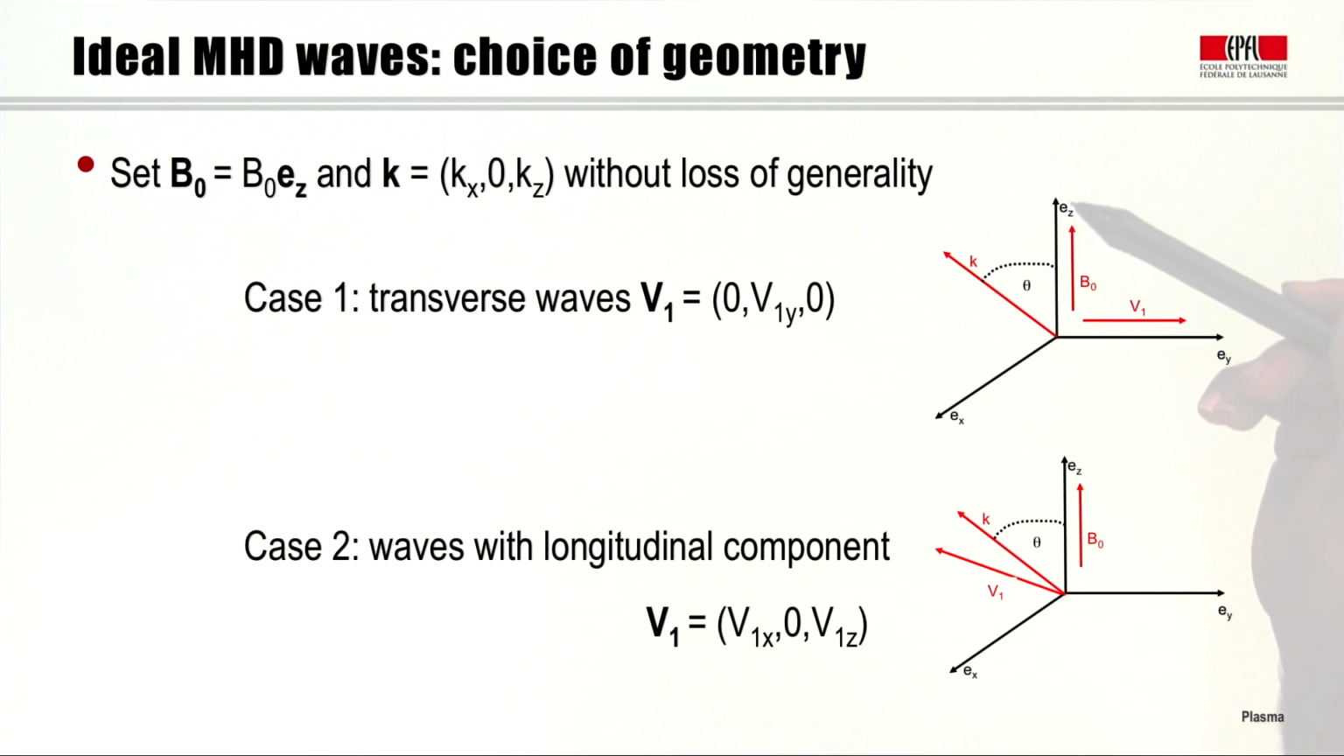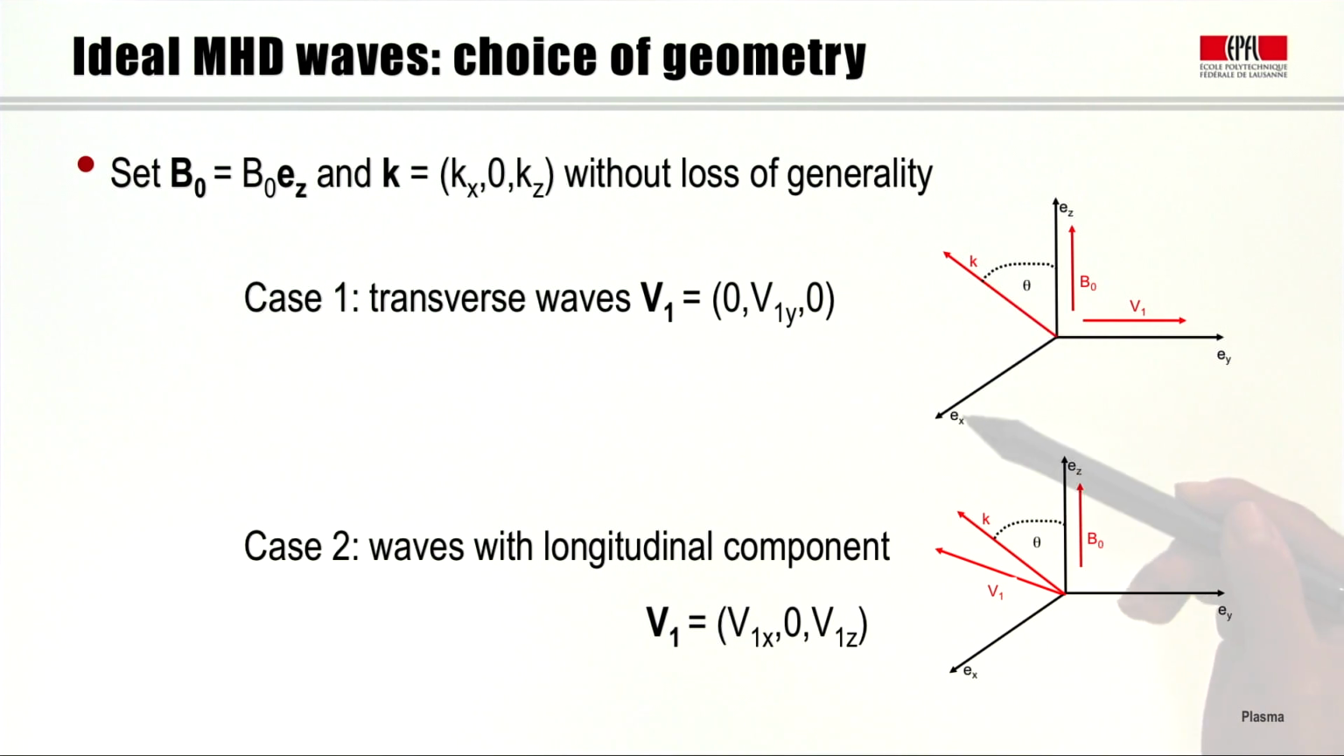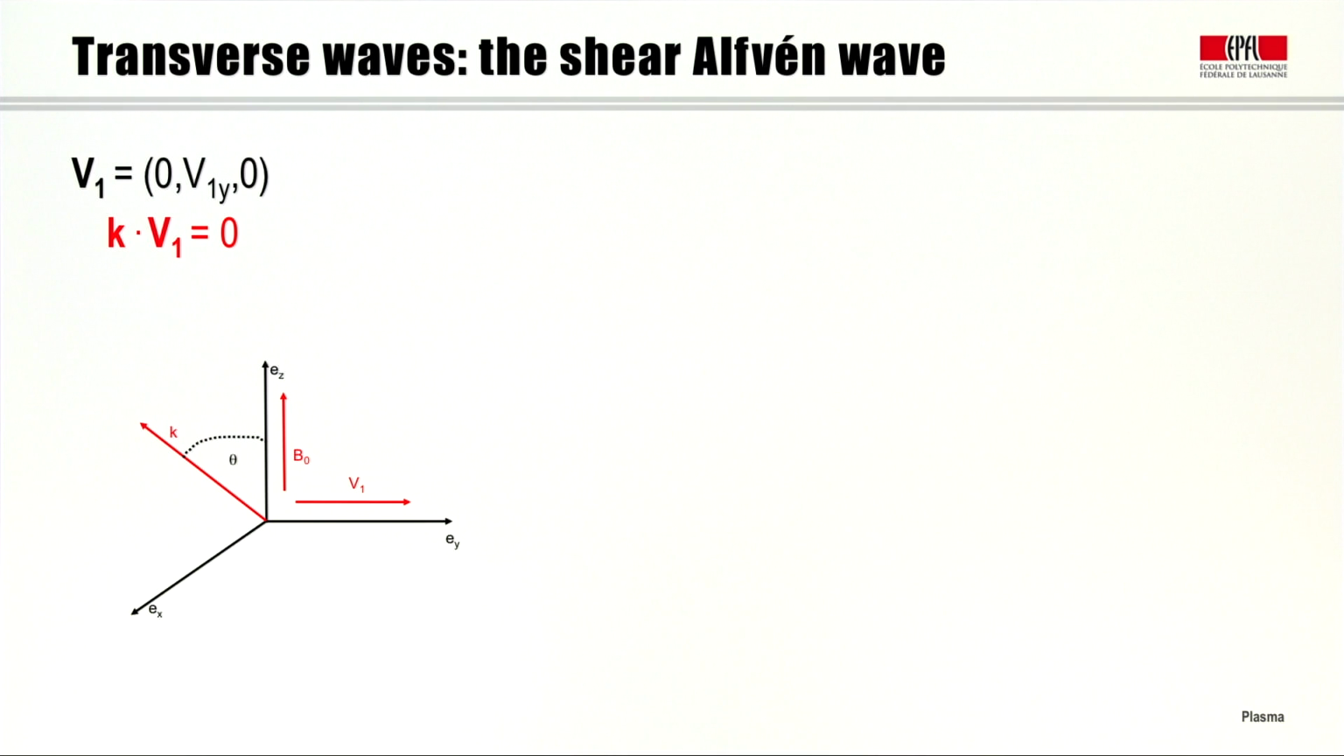The equilibrium magnetic field B0 is along the z-axis, the vector k is in the xz plane, and there is an angle θ between k and B0. The perturbed velocity V1 is in the y direction, perpendicular to k. The second case is waves with a longitudinal component, where V1 is also in the xz plane, which is depicted in this second figure. Now let's look at transverse waves. V1 is only along the y direction, and therefore V1 is perpendicular to k because k is in the xz plane. We can now start with the equation in Fourier space for the perturbed mass density.